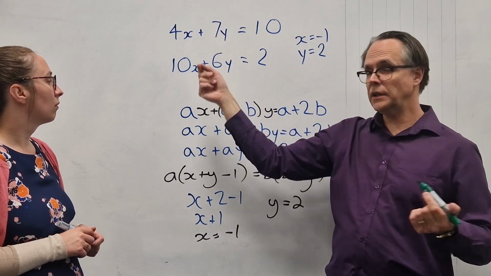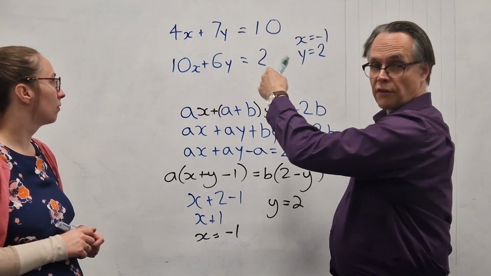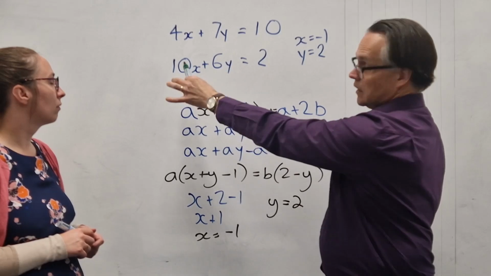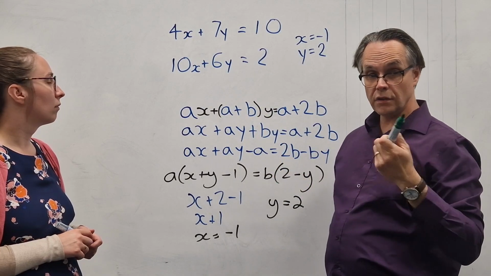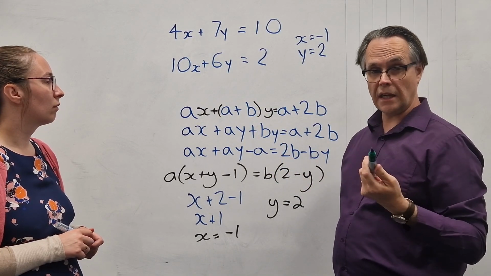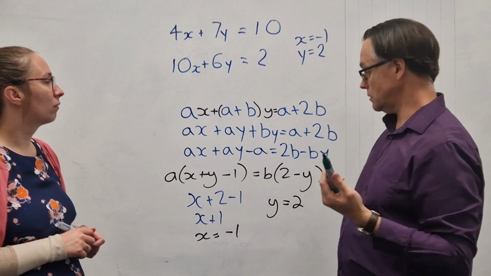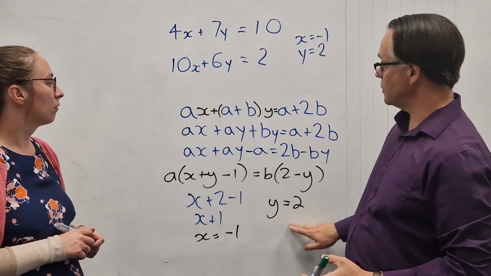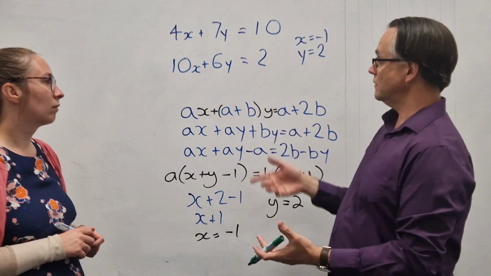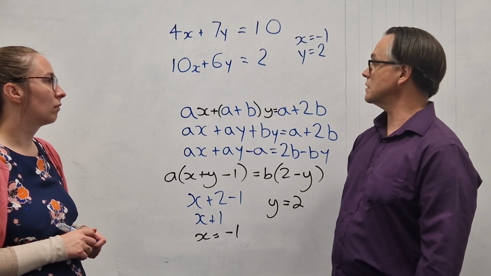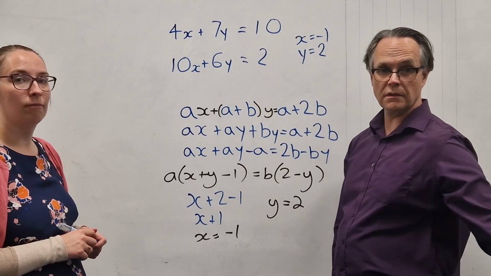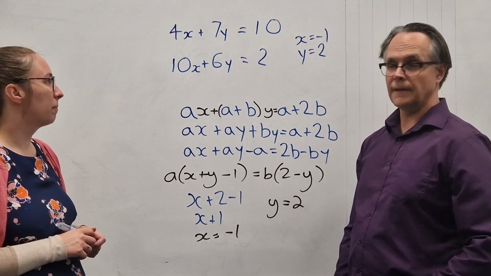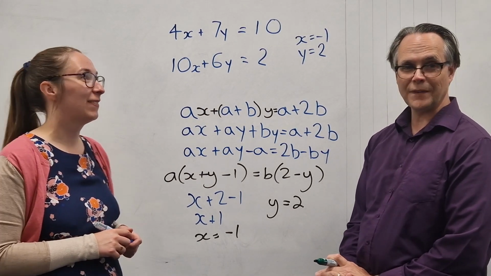But another thing that we know is that if we were to graph these, both of these are straight lines. And if you have two straight lines, they only intersect at one point, if they intersect at all. And since minus 1 and 2 is a solution to both of them, that's where they cross, and that's the solution to the equations. That's basically how it works. I think that's it.